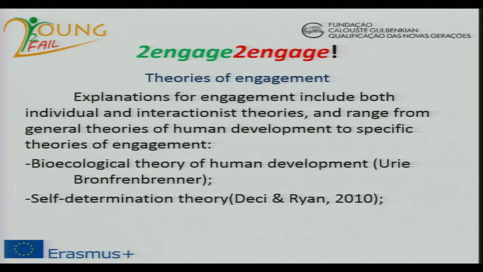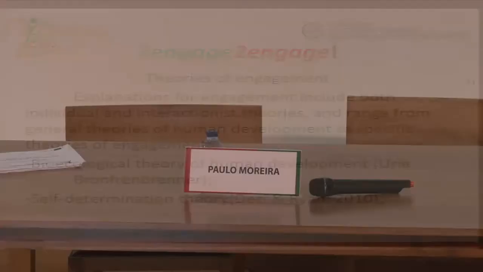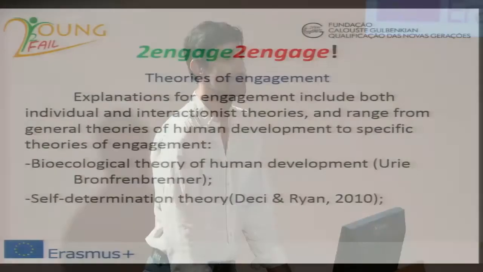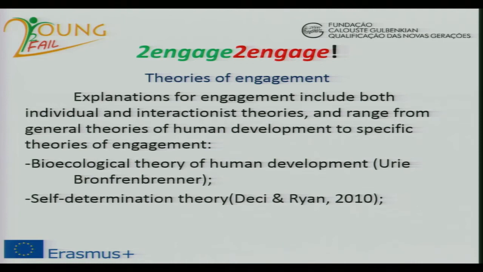This framework is complementary to other specific approaches, such as self-determination theory, which is a more individual approach at the beginning, but which acknowledges the importance of the context too. And as you know, self-determination theory posits that in order to achieve one's own potential, we need to satisfy three major psychological needs: the need of autonomy, the need of relatedness, and the need of competence.